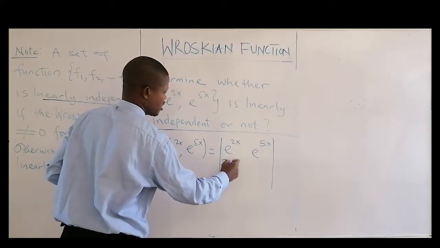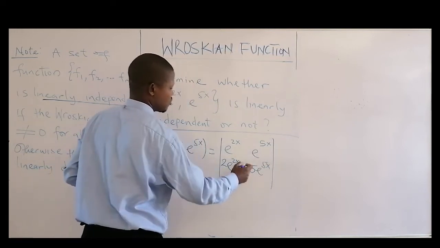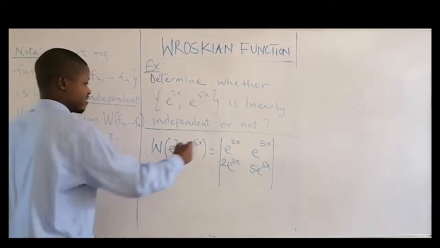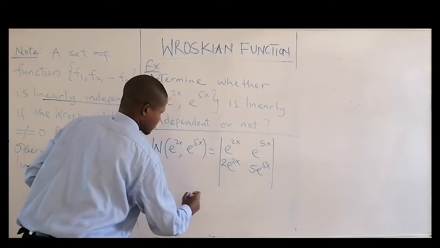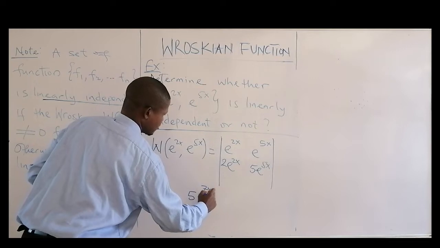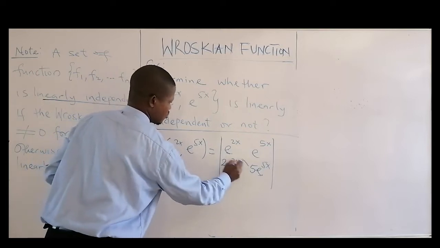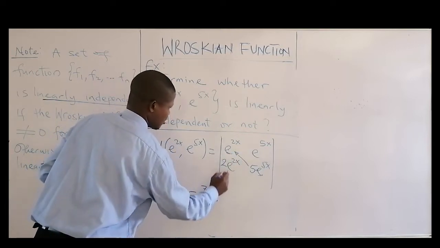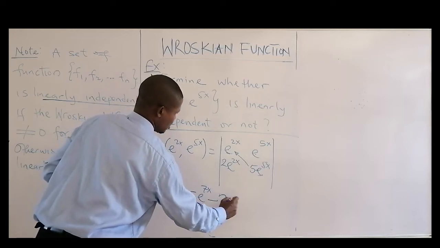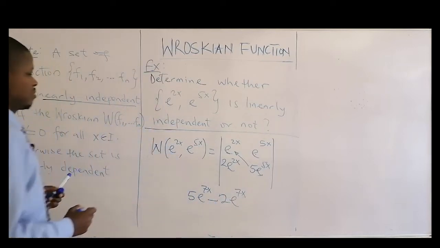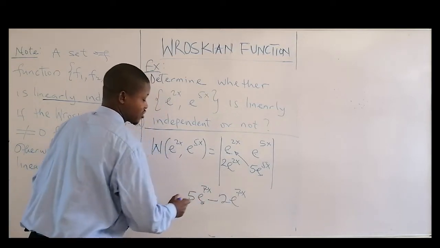So this will be what? The derivative of this one is 2e^(2x). The derivative of this one is what? 5e^(5x). Then you get the determinant of that. This line is the determinant, and that will be equal to this one times this one, that will be 5e^(7x). They have the same base, so you can add the powers together. That's the first one. Then minus this one times this one, that's also 2e^(7x).